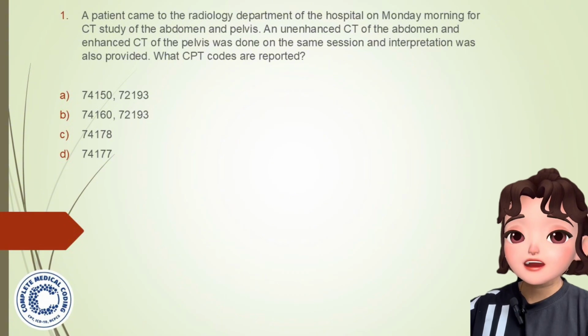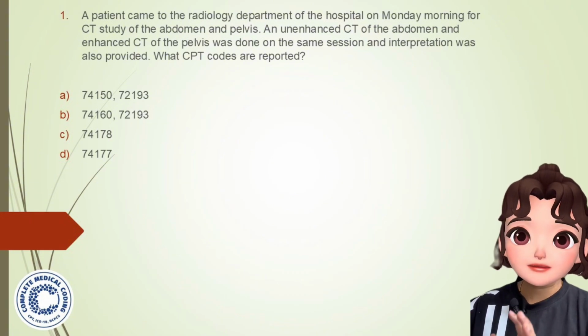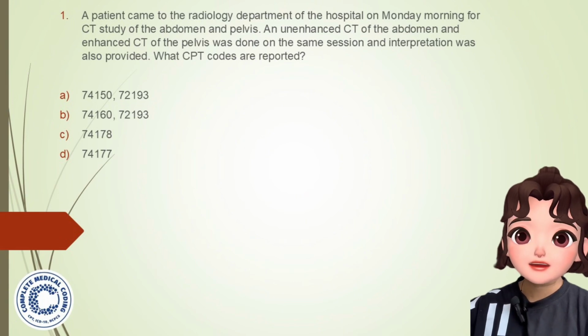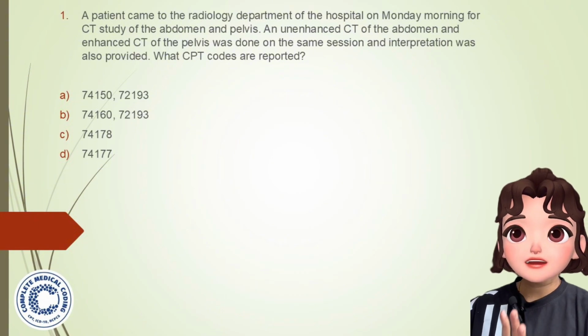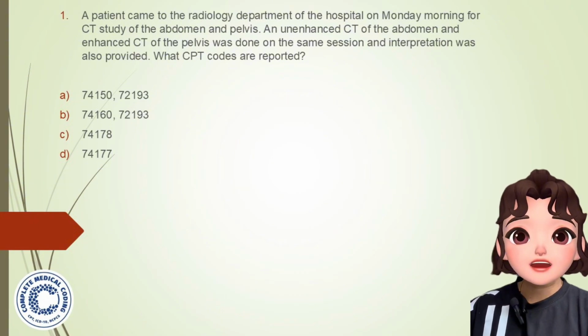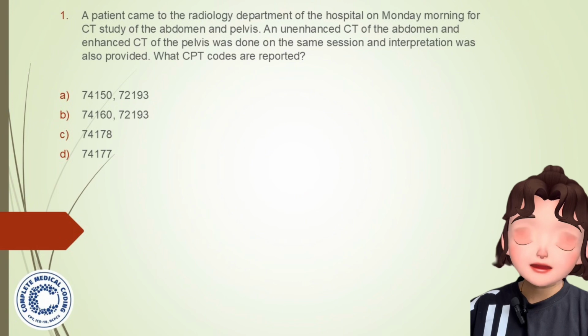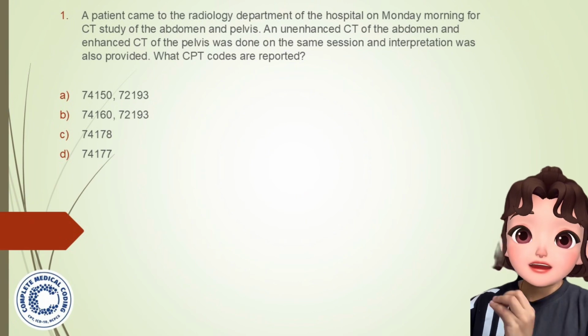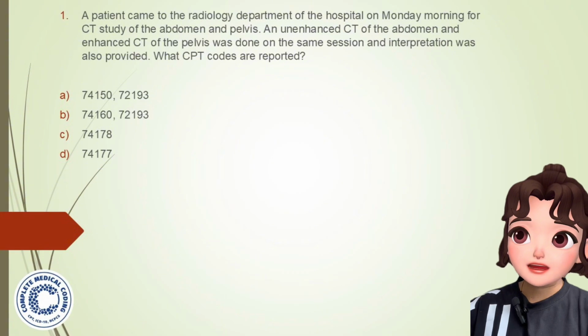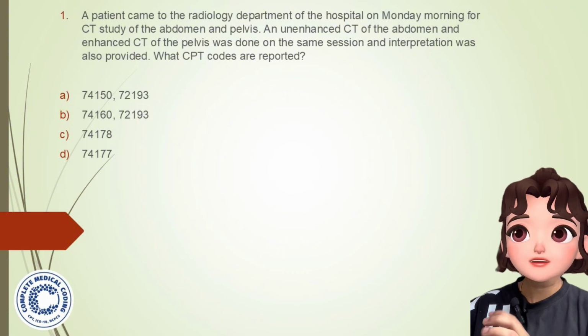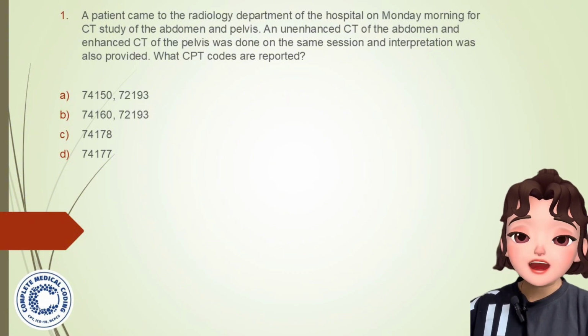I am just explaining it deeply so that those who don't know how to code such types of questions will understand. Such confusing options will be there. Combined codes will be there. Split options will be there. See, here we can say option A is correct and option C is correct, right? Both have the same answers, but since there is a combined code in option C, 74178, CT scan of abdomen and pelvis, you have to always use that code.